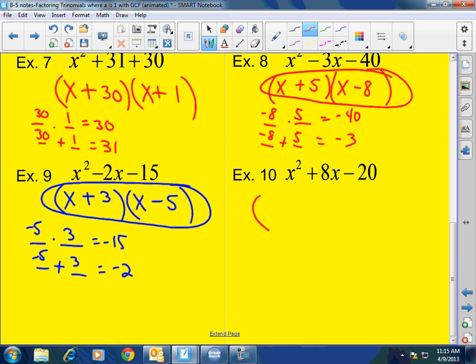Okay, next. x squared plus 8x minus 20. Okay, yes, sir. An x minus and an x plus. Good job, sir. And what times what equals negative 20? Hold on, my brother, sorry. And what plus what equals 8?